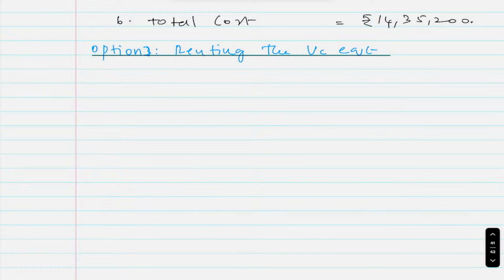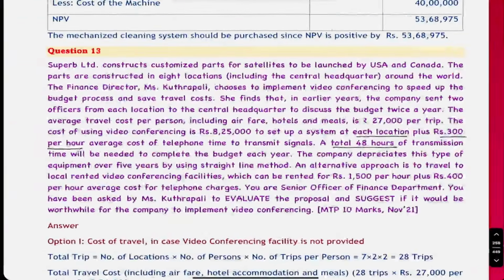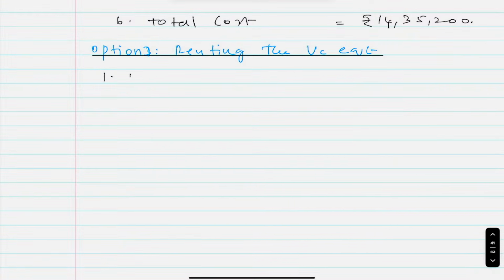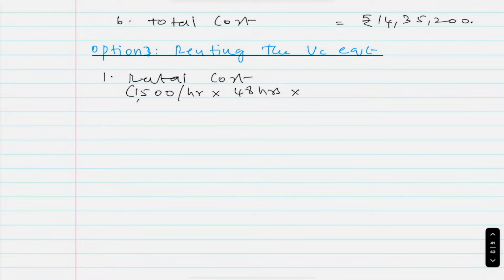Next one. Option 3. Renting the video conferencing equipment. Hey, please answer this. Renting means 1,500 per hour. First rental cost 1,500. Telephone charges 400 per hour. Like that, for how many locations we need to add? 8 locations. Right. Number 1. Rental cost 1,500 per hour into 48 hours into 8 locations. Tell the answer.